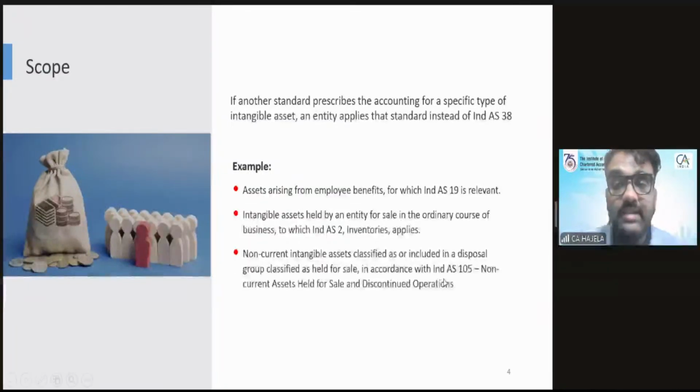Certain non-current intangible assets which are classified as held for sale in accordance with Ind AS 105 are again outside the scope of Ind AS 38 regarding their treatment. Why? This is a dedicated standard which talks about such assets, be it property, plant or equipment, or intangible assets, considered as held for sale. Those assets are not yet sold, but because certain conditions discussed in detail in that standard are satisfied, they are now considered held by the entity but up for sale. So there is a separate treatment.